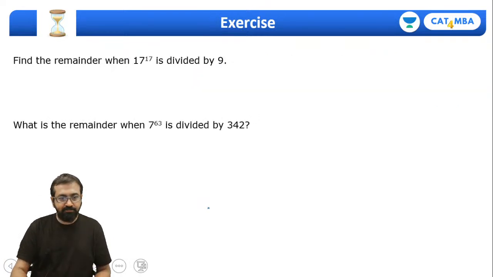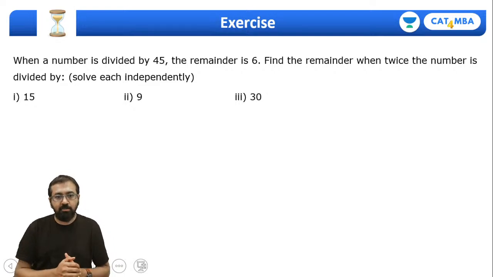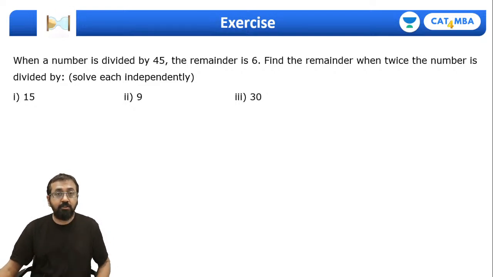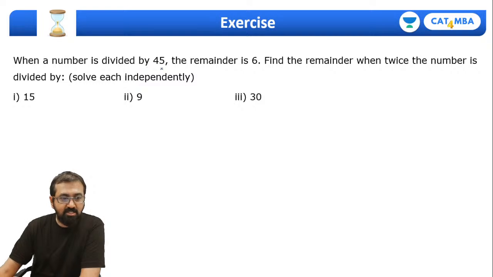Okay, there are a few more questions before we go ahead with the remainder theorems, right? So let's quickly answer this question. Let me explain. In fact, when a number is divided by 45, the remainder is 6.